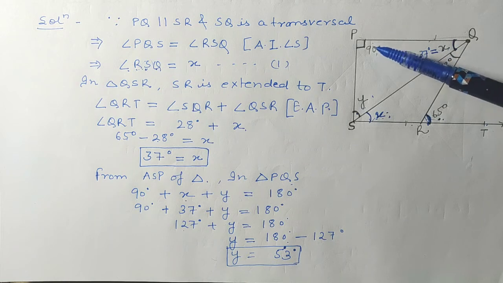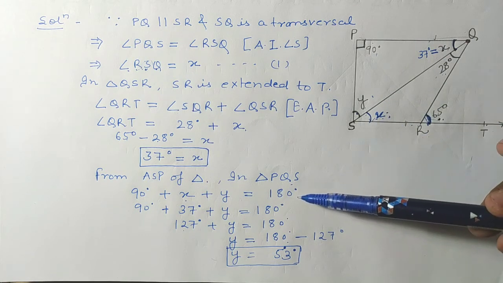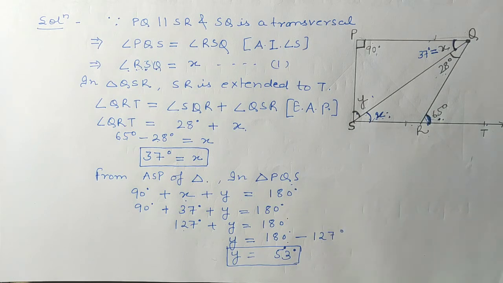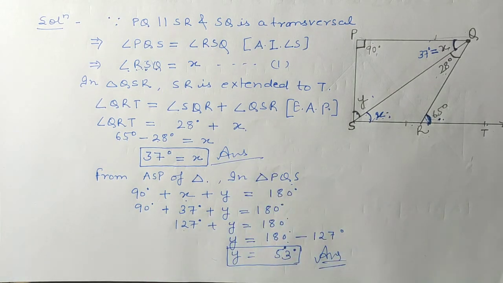Now in this triangle, 90 degree plus 37 degree plus y, the sum of all these should be equal to what? 180 degree. And from here we have found the value of y, that is 53 degree. So basically these are the answers of this question. X is equal to 37 degree and y is equal to 53 degree. Okay students, so like this we can solve this question also. Just pause the video and note it down.